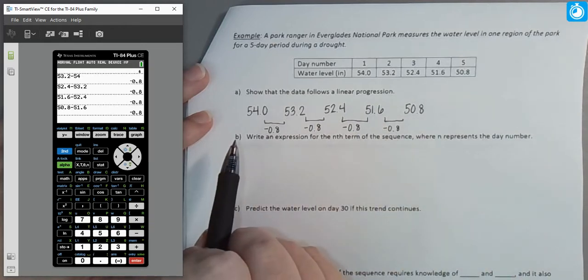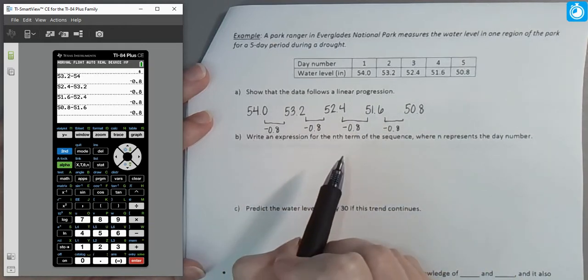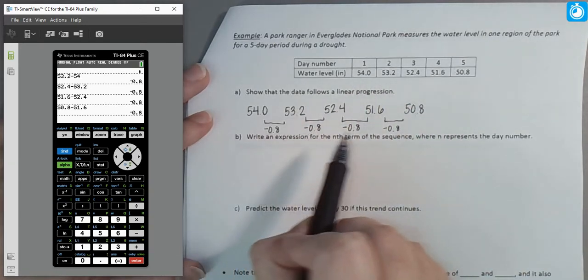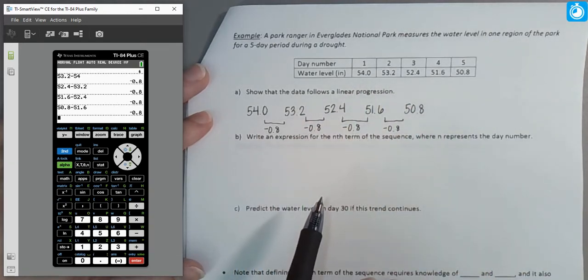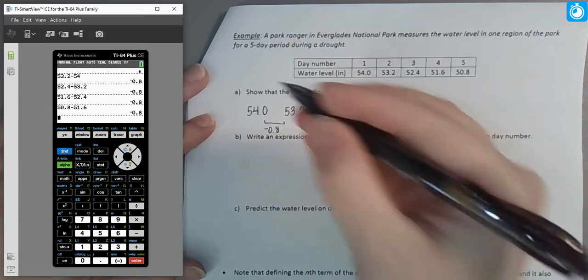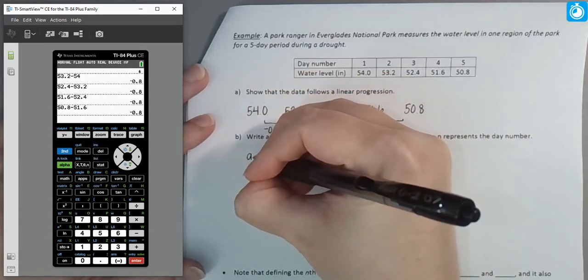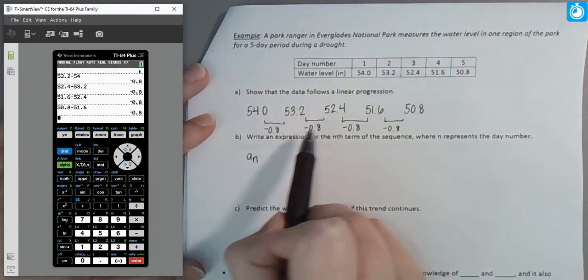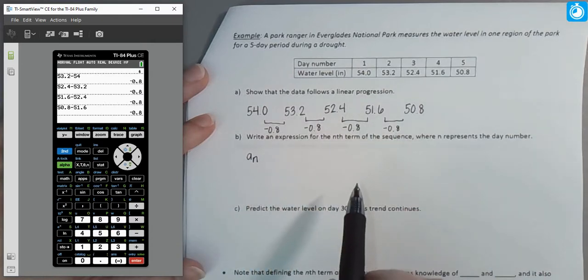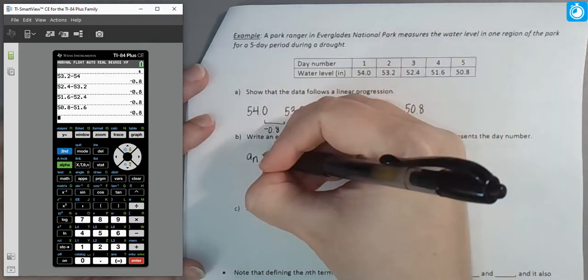So the next thing we want to do is write an expression for the nth term of this sequence, noting that the terms progress in a linear fashion. Hence, this represents an arithmetic sequence where n represents the day number. So this is an arithmetic sequence. We just showed that because there is a common difference. So this value, negative 0.8, is our common difference.